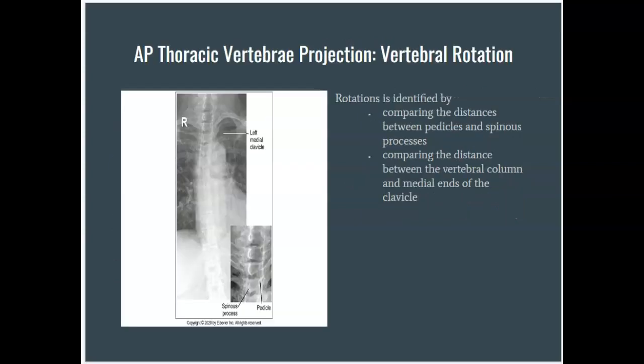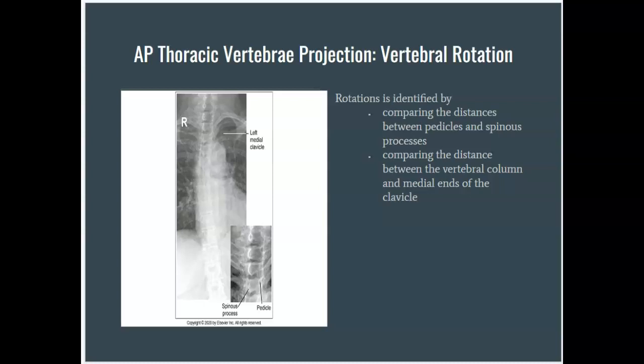So let's talk about identifying vertebral rotation in an AP projection. In an AP thoracic projection, you can identify rotation by comparing the distances between the pedicles and the spinous processes on the same vertebra and the distances between the vertebral column and the medial ends of the clavicles. When no rotation is present, the comparable distances are equal.